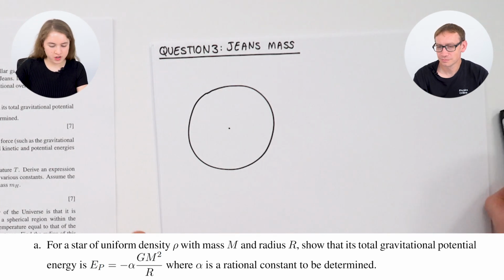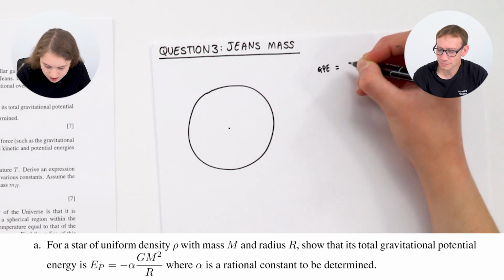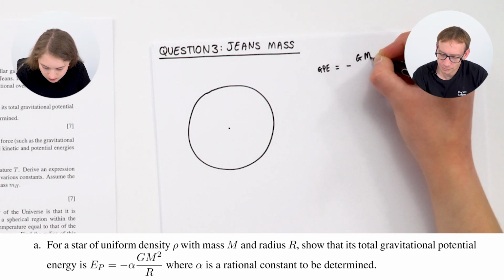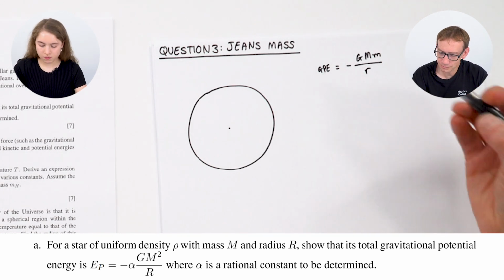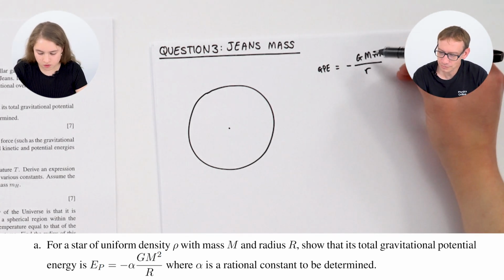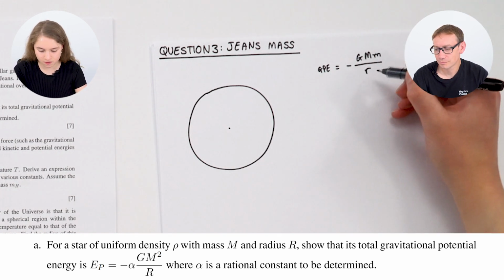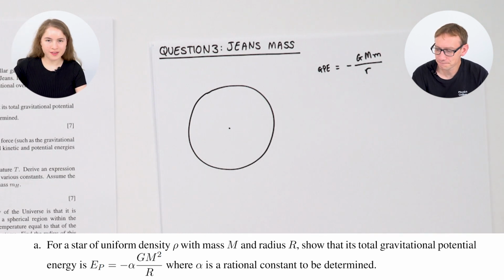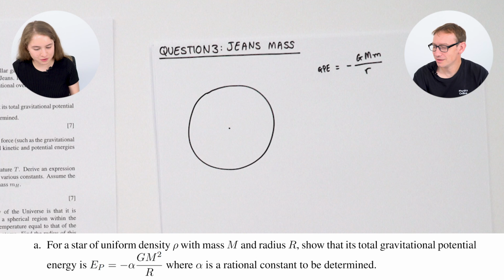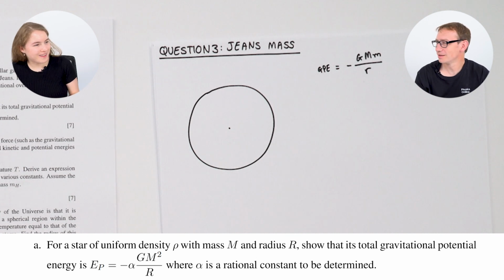Okay, let's think about gravitational potential energy. At A level, gravitational potential energy is minus G m over r. So we've got G, the mass of the thing that's being gravitationally attractive, and the distance between them. And it's not immediately clear how we're going to put this in the context of a spherical star, where you haven't just got one thing attracting one other thing. You've got an entire star attracting itself, essentially.